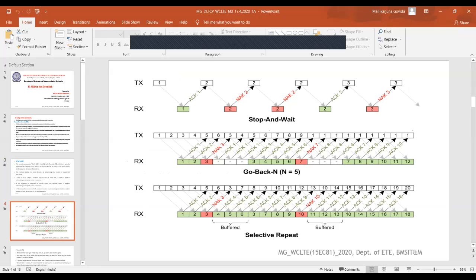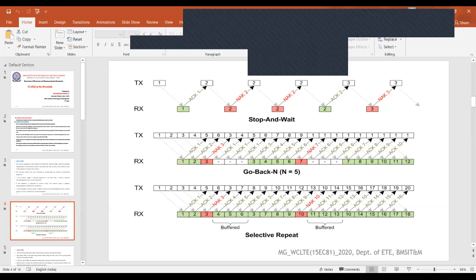First one is the stop and wait protocol. Second one is the go back N protocol. Third one is the selective repeat protocol. So what happens in stop and wait? It will transmit the packet and wait for the acknowledgement. When it gets the acknowledgement, then it will transmit the next packet. So that is what happens in the stop and wait protocol. This is what is shown here.